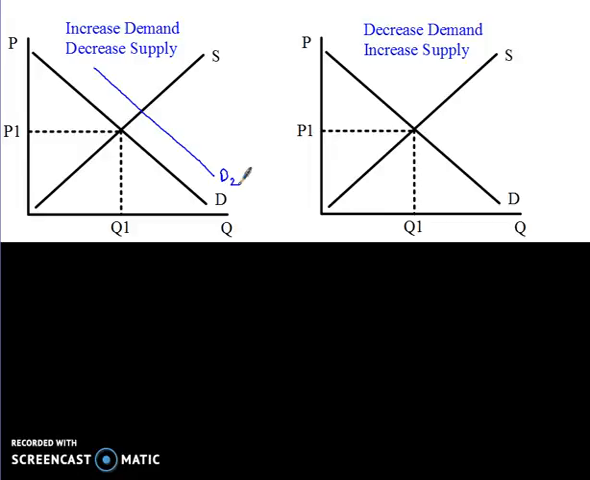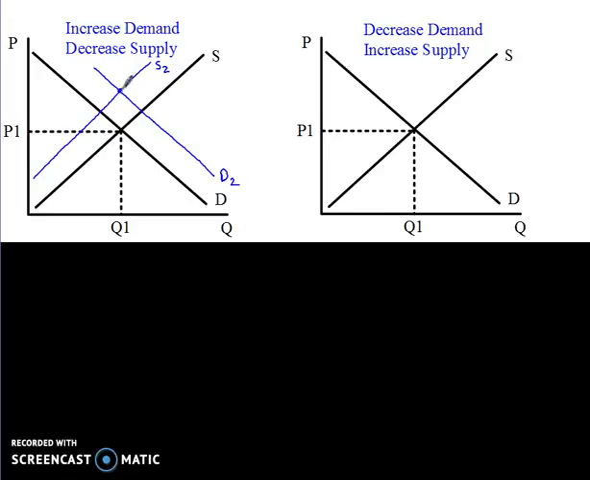On the supply side, we have a decrease in supply. Supply means the supply curve is shifting. Decrease means that it's going to the left. Remember, not up and down. Curves don't shift up and down. They shift right and left. So decrease means left. So the supply curve shifts to the left. There's S2, and then we find the new equilibrium.